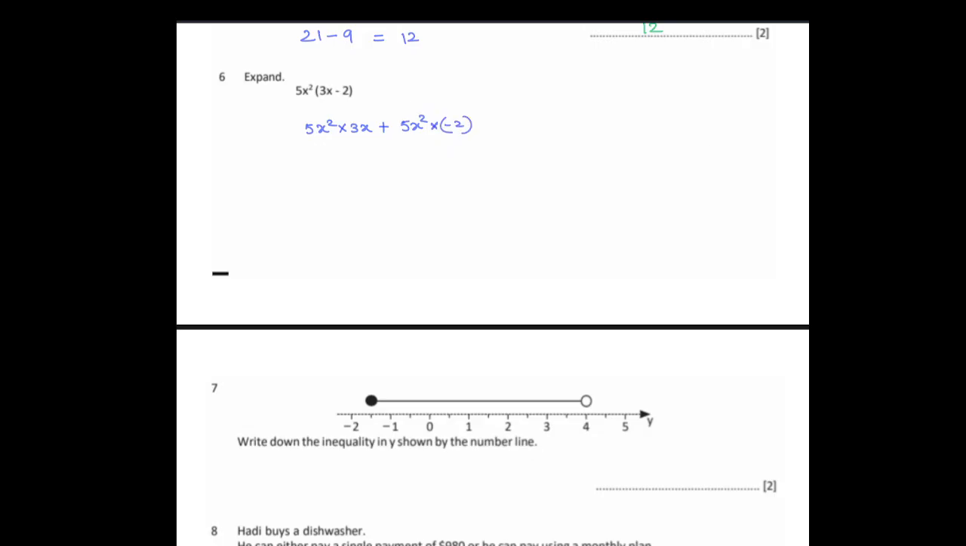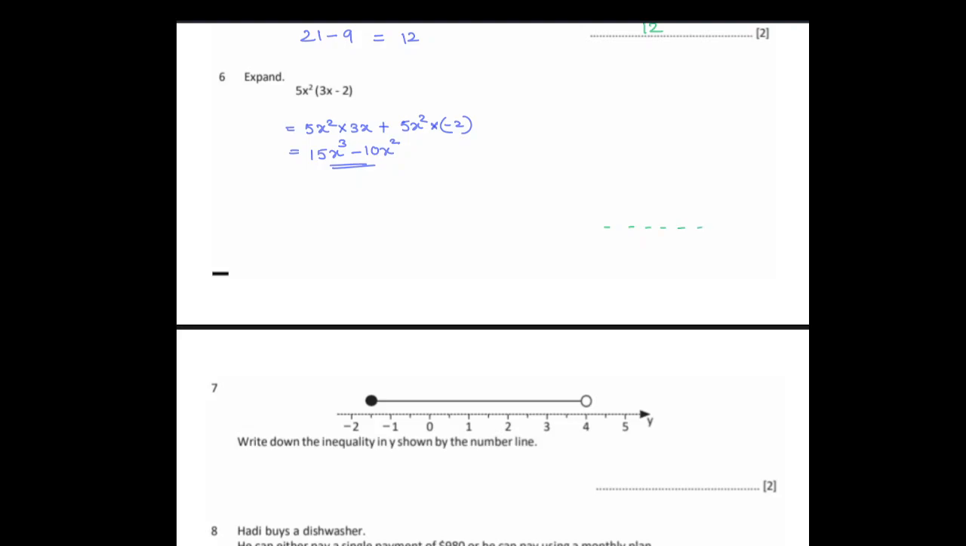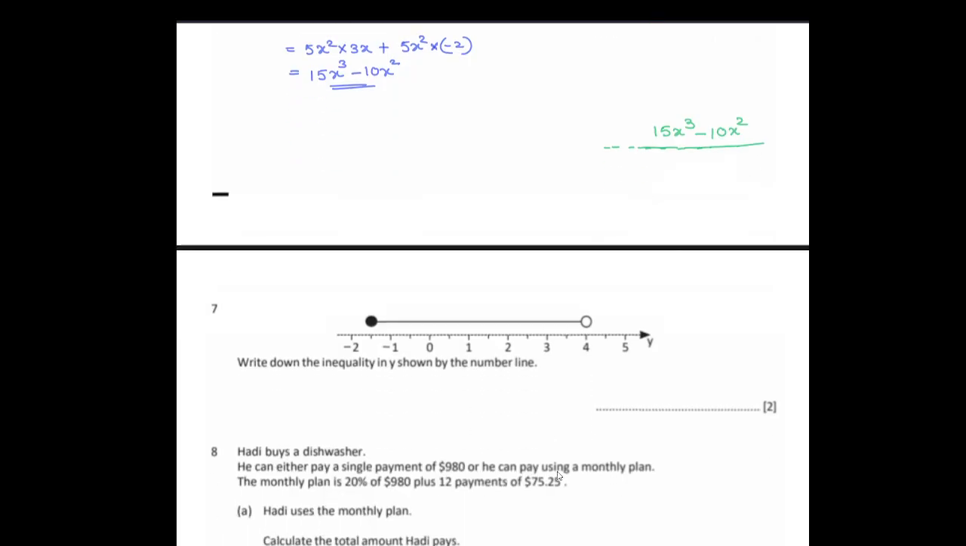You can do in this way also, because plus 5x square into minus 2x. This will be the second step. Now 5x square into 3x will be 15x cube, whereas 5x square into minus 2 will be minus 10x square. So this is the answer. So here the line has been edited. So this is 15x cube, minus 10x square. This is the answer for this expand question. Question number 6. Question number 7.